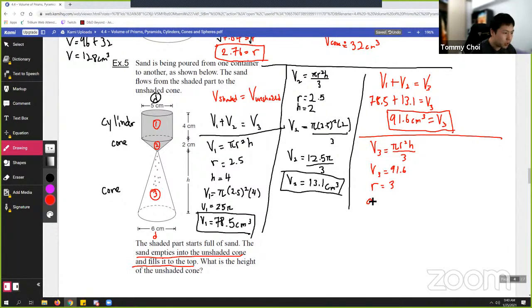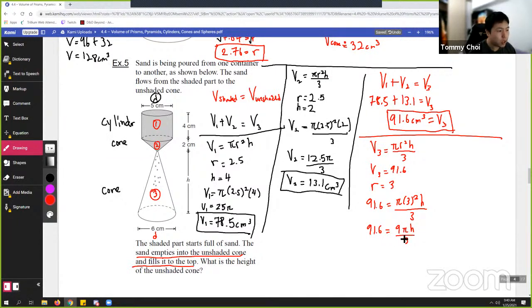We'll plug it in. So 91.6 equals pi r squared, or 3 squared, times h divided by 3. We'll multiply the 3 squared first just to simplify it. So 3 times 3 is 9, so we get 9 pi h over 3. We then have to isolate for h.